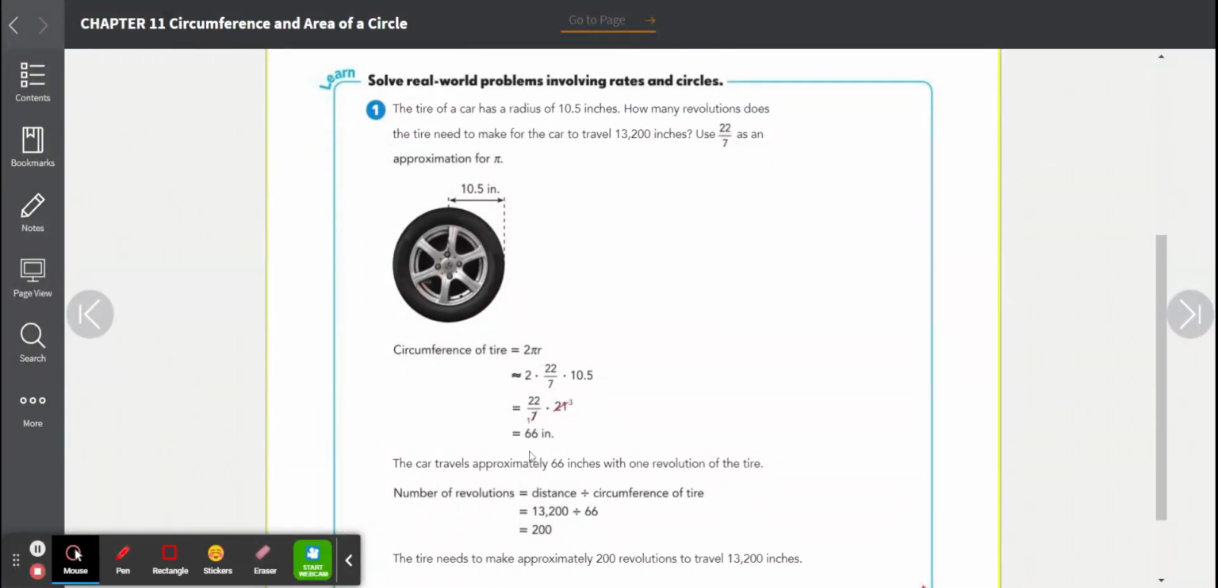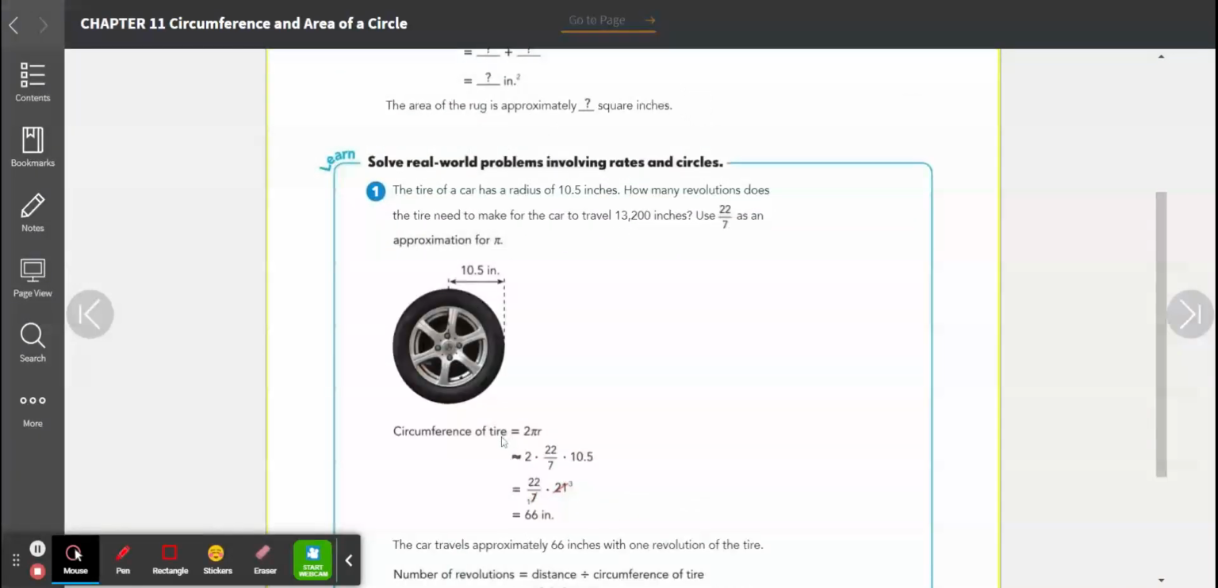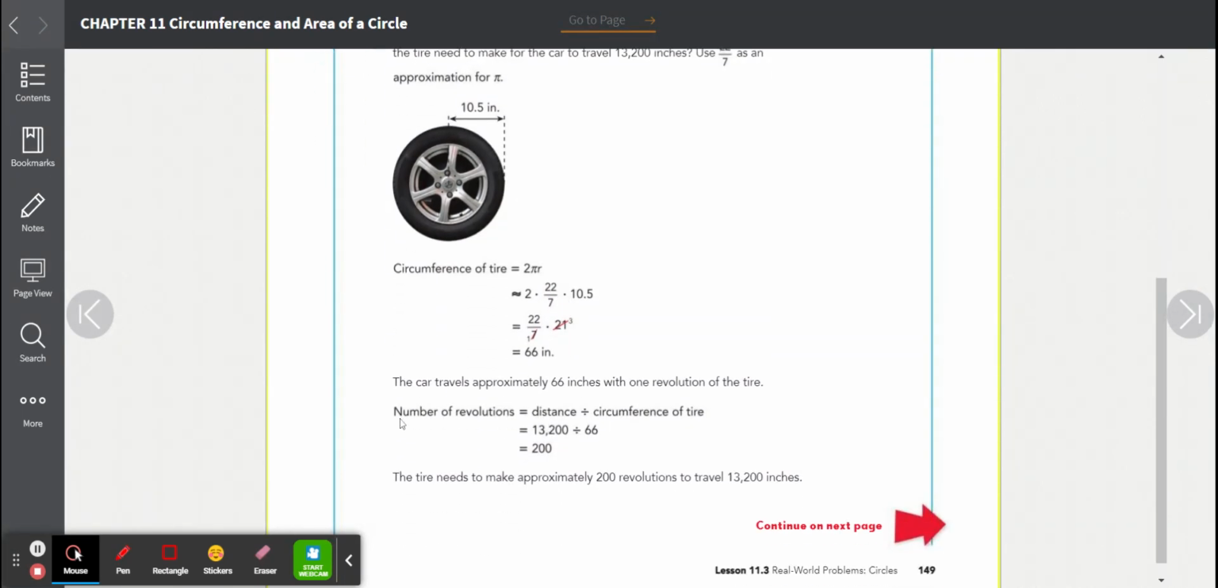So let's find our circumference first. Again, if you want to pause this, solve it on your own, and then check back with me as I move through, you may. So to solve for circumference, 2 pi r, we're going to plug our numbers in. It's going to give us 66 inches. So we're going to say that the car travels approximately 66 inches with a single revolution of the tire.